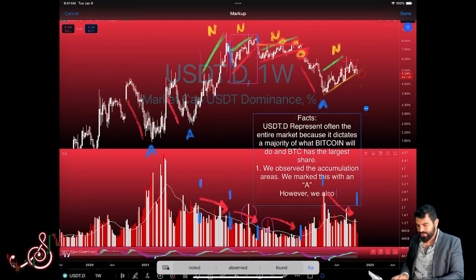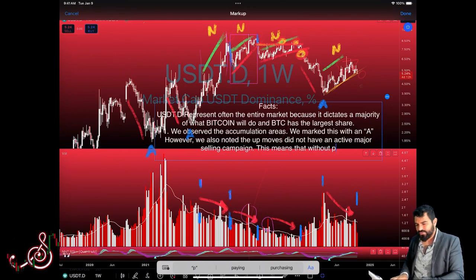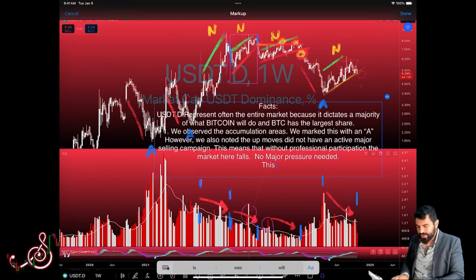We also noted the up moves did not have an active selling campaign or a major selling campaign. This means that without professional participation, the market here falls. The market here falls. Okay? No major pressure needed. This also means that we can use this information to our advantage to predict the future.